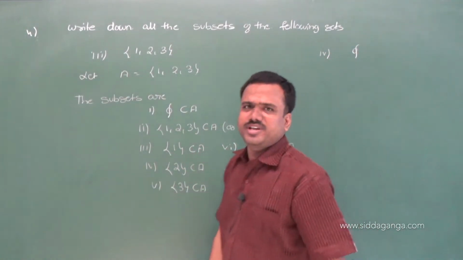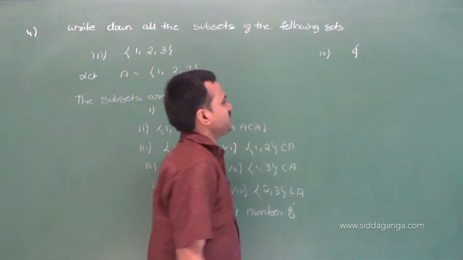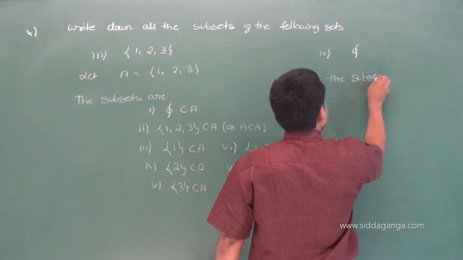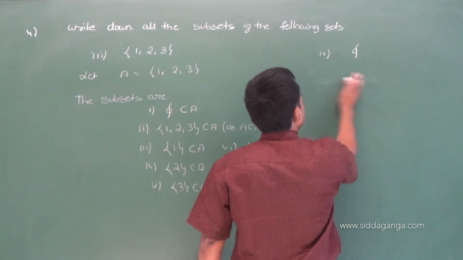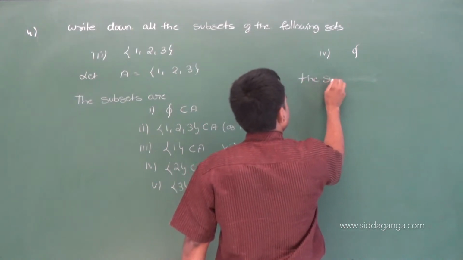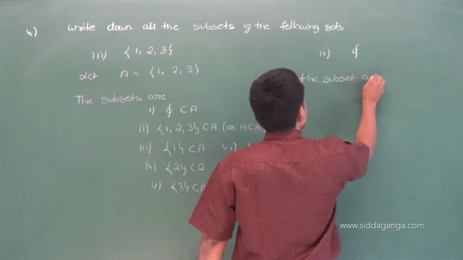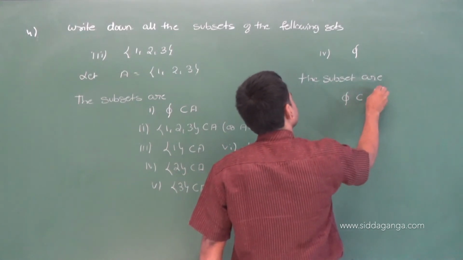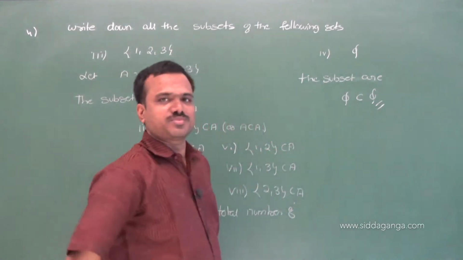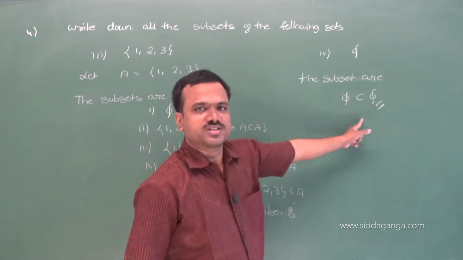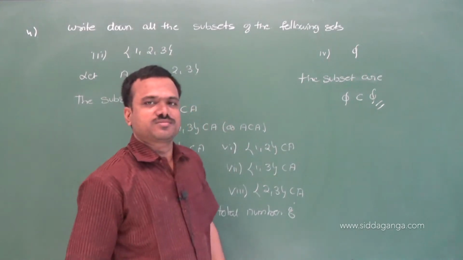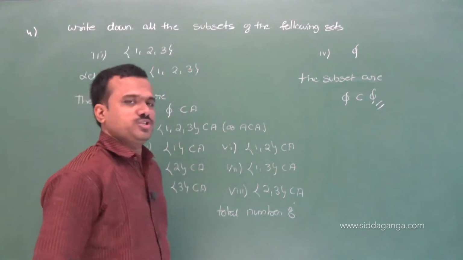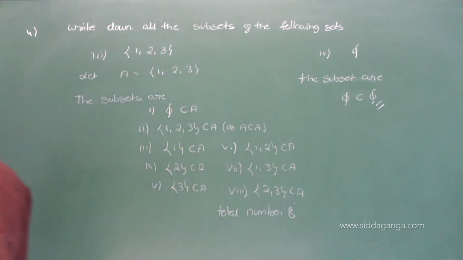He has given the empty set. The subsets are only one. The empty set is a subset of the empty set. Correct? Only one subset. Understand? The fourth main questions are over. Next main.